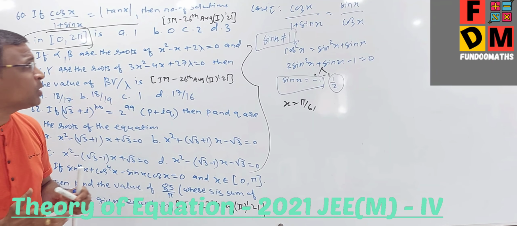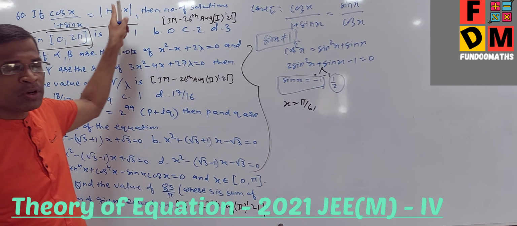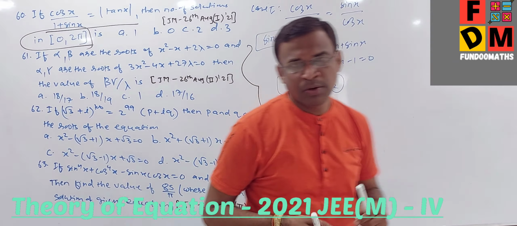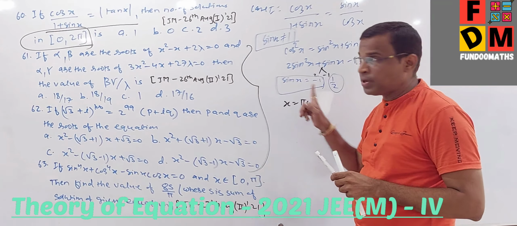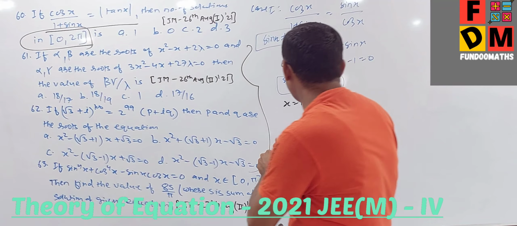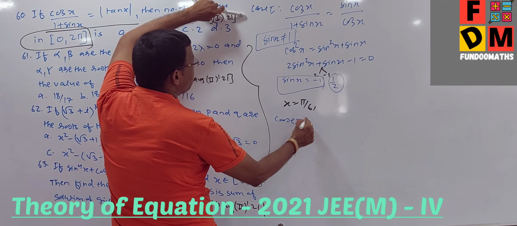No, I can't take it, because the moment I take 5 pi by 6, tan becomes negative, because in the second quadrant tan is negative. 5 pi by 6 is 150 degrees, which is in the second quadrant. So I got just one solution till now. Now case 2. Make a note of this small point, very important.